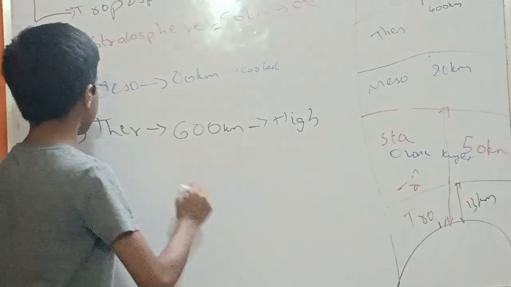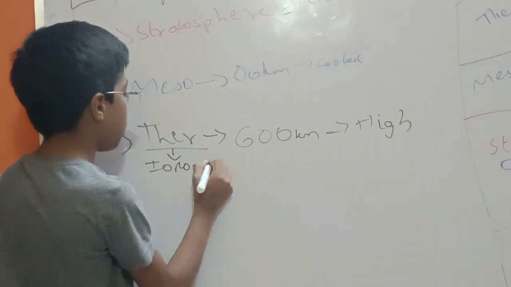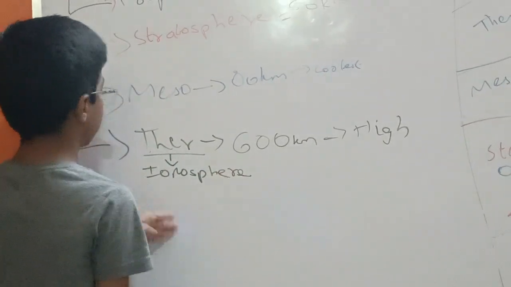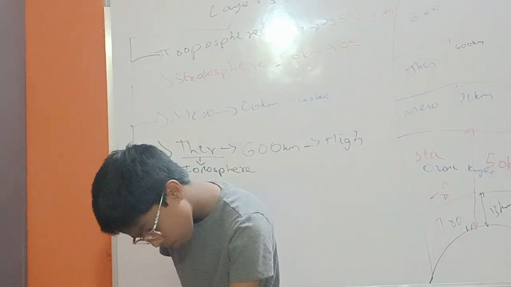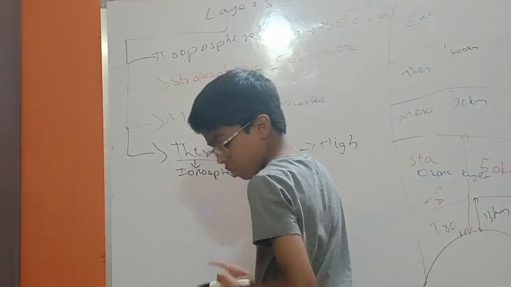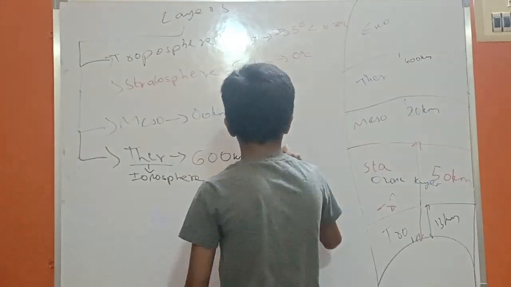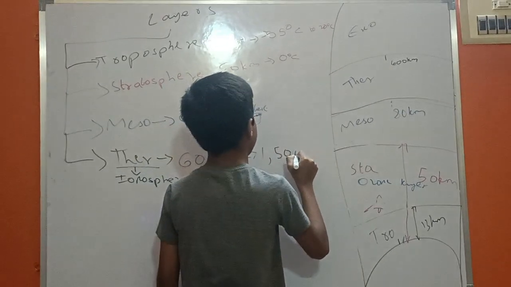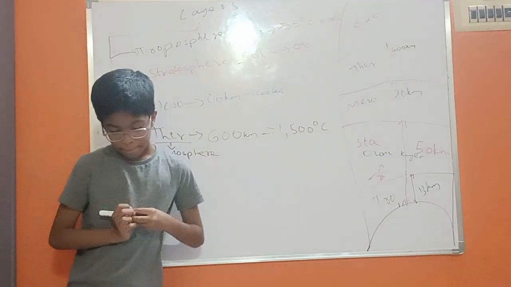It is also known as the ionosphere because of the many ions in this area. Ionosphere. The temperature is very high, up to 1500 degrees Celsius in the thermosphere.